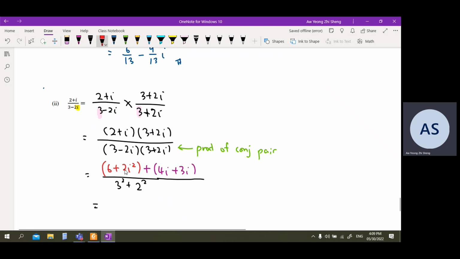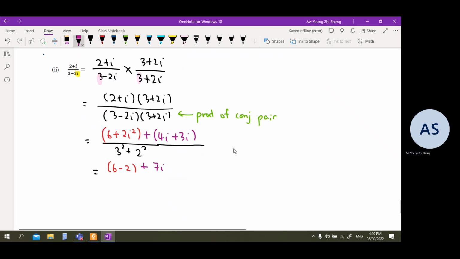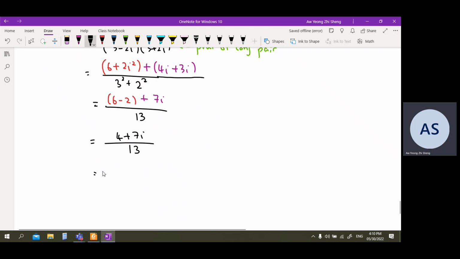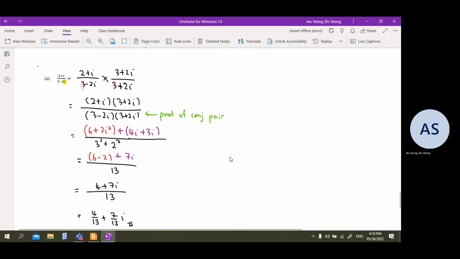So the red colored terms will become 6 minus 2, because i squared is negative 1. Then the purple colored terms will be just 7i. And at the bottom, I have 9 plus 4, which is 13. So I have (4 plus 7i) divided by 13, which if written as separate terms, is 4 over 13 plus 7 over 13 i. Okay, done.